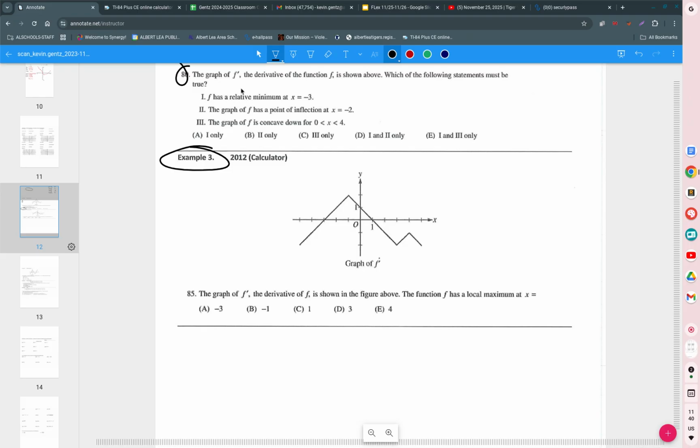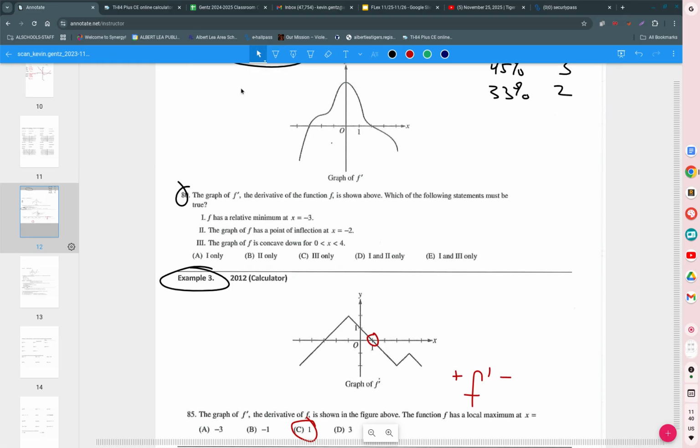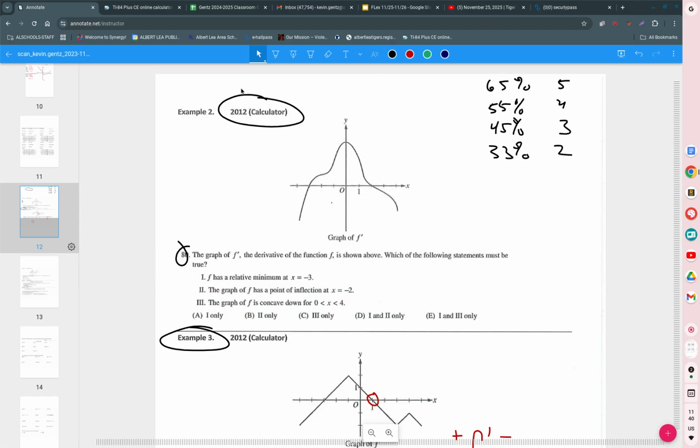Okay, 5, 4, 3, 2, 1. Let's check it out. It says find a local maximum. Local maximum occurs when f prime changes from positive to negative. Positive to negative, it occurs right here, so the answer is letter C. Because it goes from positive to negative. Yes. I'm going to give you 2 minutes. Try the problem above it. Try problem 80. Take about 2 minutes.